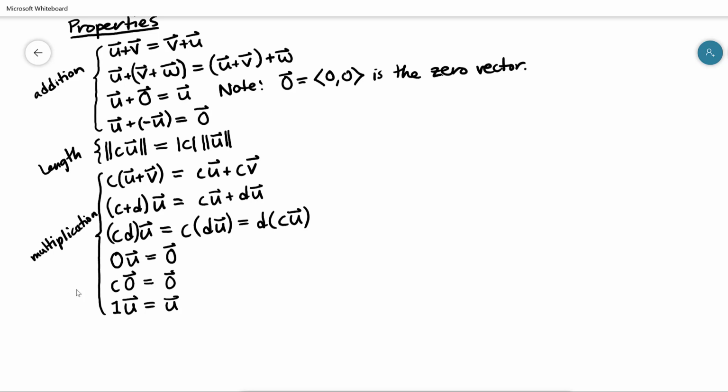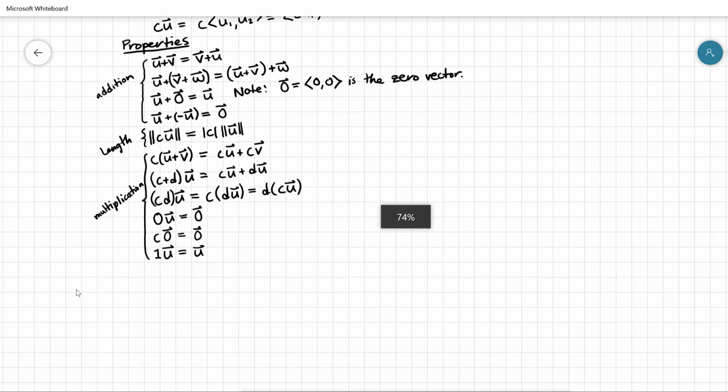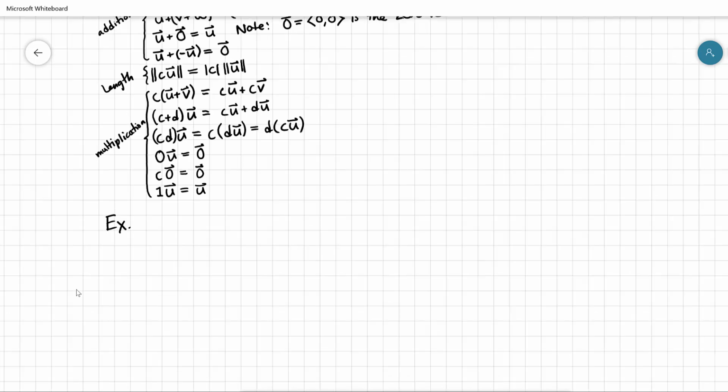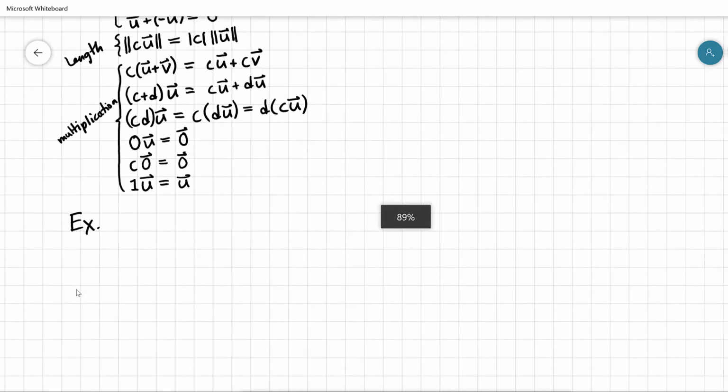So let's do a few examples while we're at it. Let me zoom this out and do a couple of quick examples. These should all be fairly straightforward, fairly easy examples.